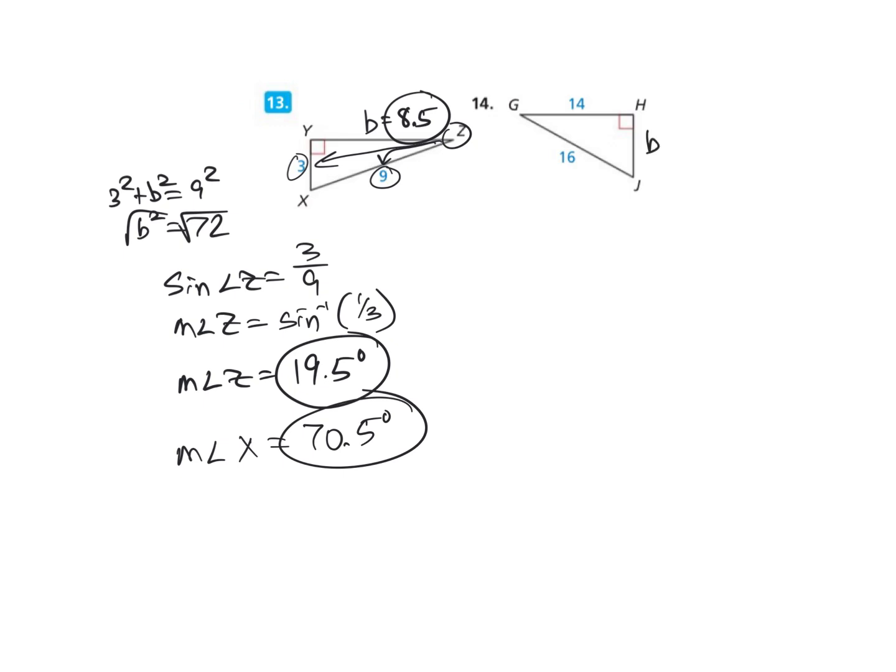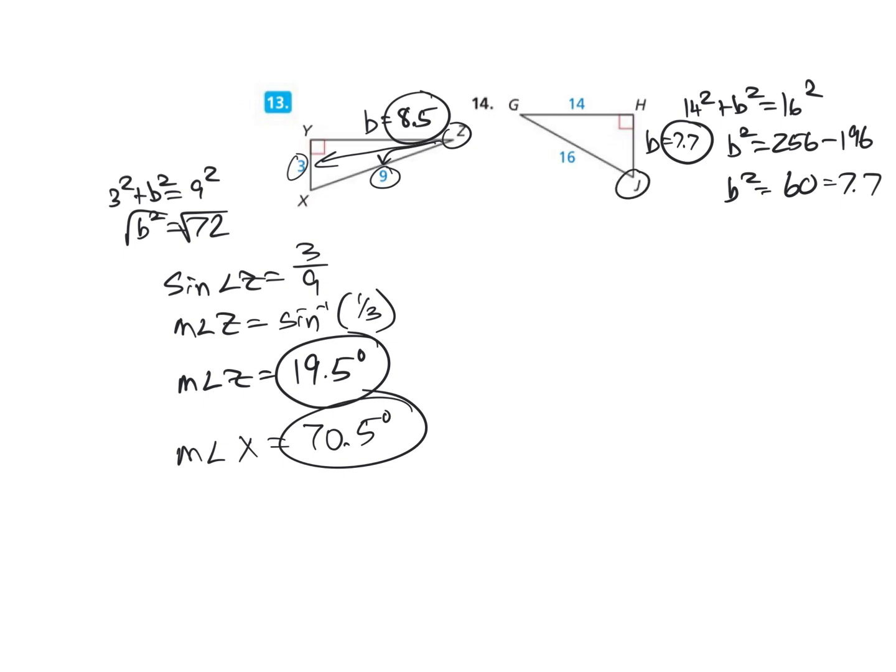Again, this is B, so 14 squared plus B squared equals 16 squared. 256 minus 196, right? 16 squared minus 196 is 60. So b squared is equal to 60. Square root both sides, you get 7.7. So that's your first value.